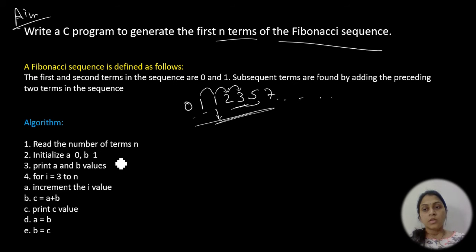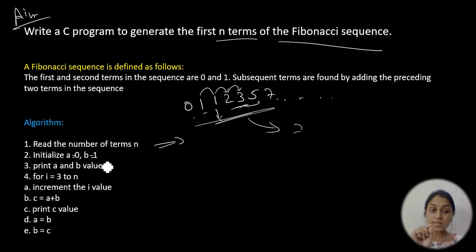Now let's see the algorithm for this. Read the number of terms n. How many terms you require, like 0, 1, 2, 3, 4, 5, 6, here there are a total of 7 terms. However many terms you want represented in the Fibonacci sequence, first read the number from the keyboard and initialize the values: A is equal to 0 and B is equal to 1, because I already said the first and second terms of the Fibonacci sequence are always 0 and 1.